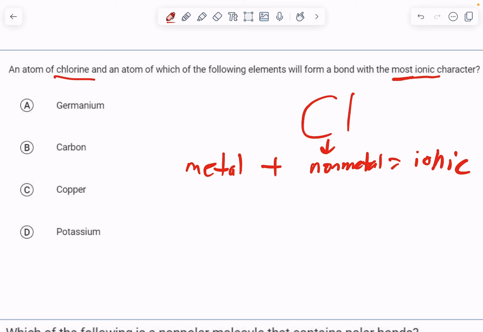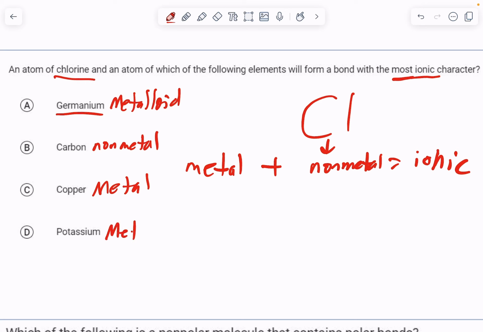Okay, germanium sits on that right side. It's number 32 on the periodic table, and it sits in that metalloid area. We've got carbon, which sits in that non-metal area. Copper is a metal. It sits in the transition D block. And we have potassium, which is an alkali metal on the far left of the periodic table.